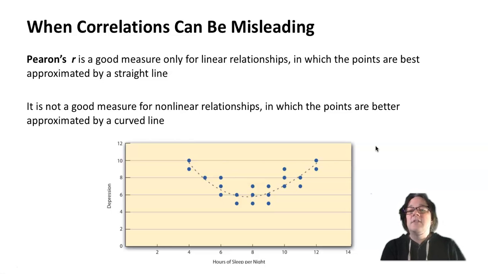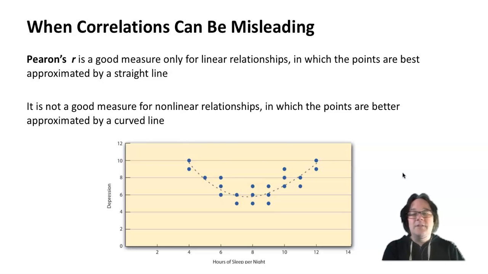So Pearson's R is a good measure only for linear relationships. These are relationships in which the points are best approximated by a straight line. When we did a review of correlation, we were talking about linear correlation. When we learned about regression, we learned about linear regression. If you remember, the regression line, the line of best fit, is literally the formula for a straight line, right? So correlation is not good for non-linear relationships.